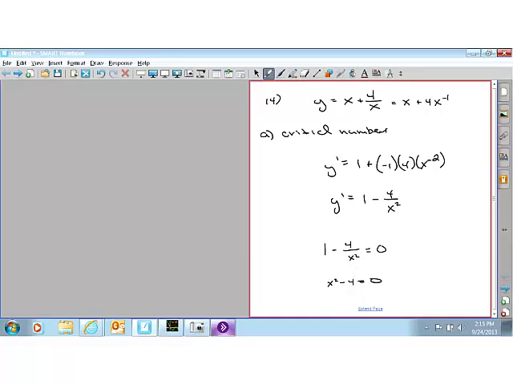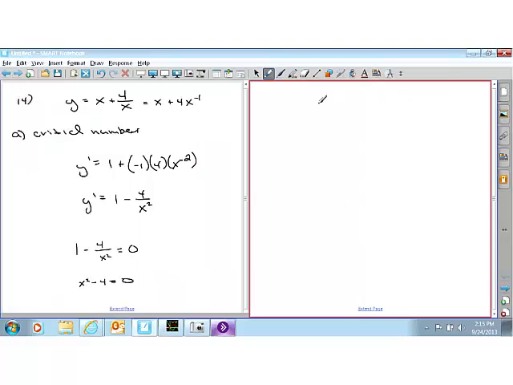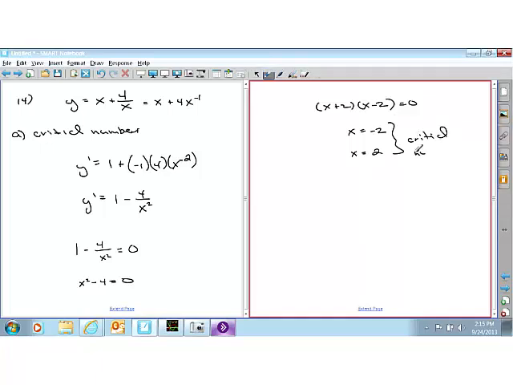Okay, so now we can factor that. We'll have x plus 2 and x minus 2. So that means we have critical numbers at x equals negative 2 and x equals 2. That's where we've taken the derivative, set it equal to 0, and solved for the values of x where the derivative is equal to 0. So those are our critical numbers.